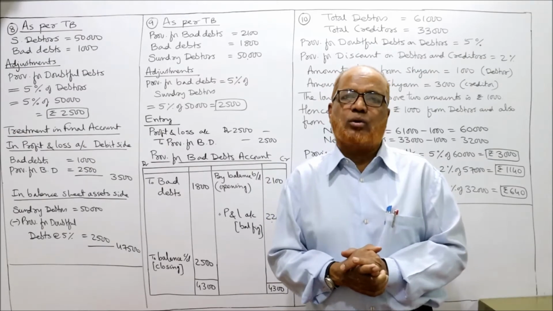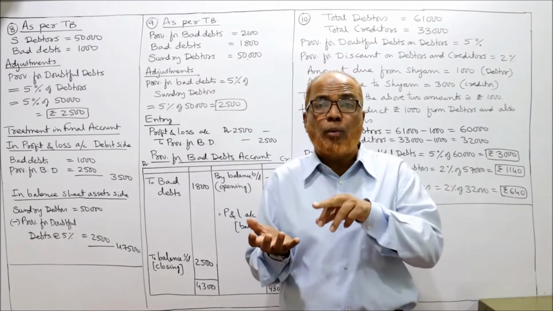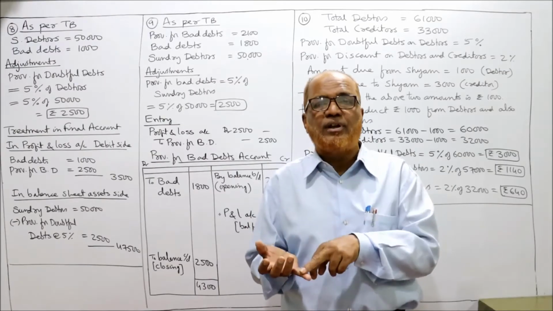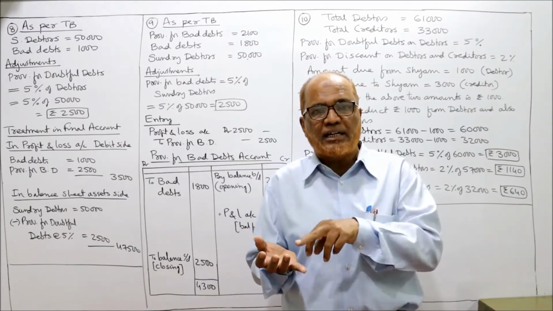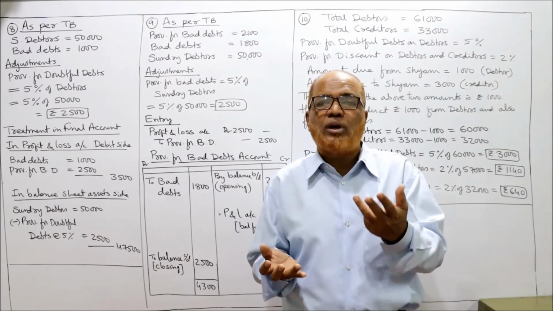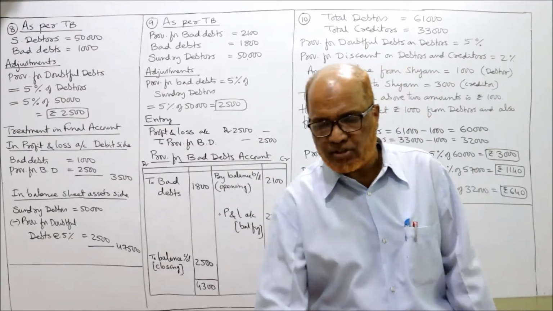So in this problem, it is asking you to pass the journal entry and also to make the provision for doubtful debts account. The new point in this problem is, we are given the opening provision for doubtful debts, the bad debts written off during the year, how much the debtors are at the end of the year, and how much provision for doubtful debts is to be made at the end of the year.